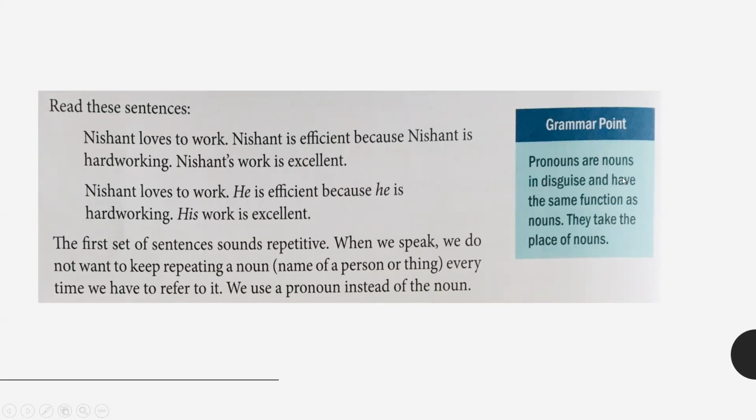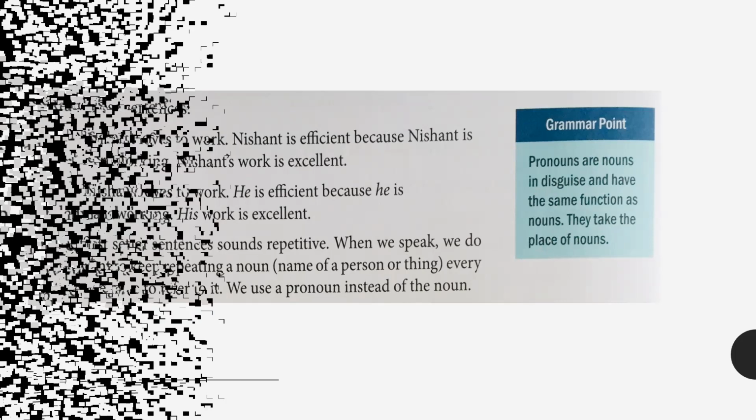Pronouns are nouns in disguise and have the same function as nouns. They take the place of nouns. Take the place of nouns means they are used instead of nouns. So I hope the concept and meaning of pronoun is clear to you. Now there are very many pronouns such as he, which is used in case of male. She is used in case of female. It is used in case of non-living things, and many more such as we, I, us, etc. Let's discuss something more about pronouns.